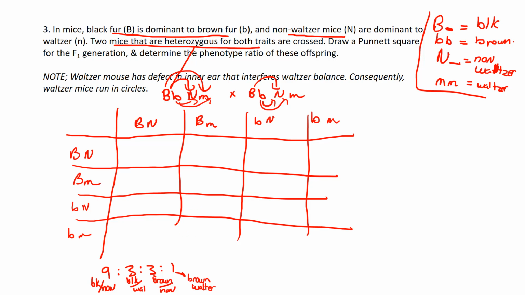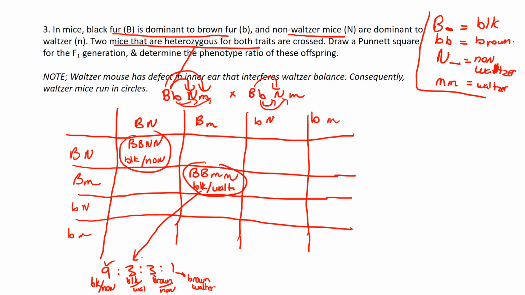Okay? And then again, we'll just do a couple of these, but for time's sake, for these videos, we won't do them all. Capital B, capital B, capital N, capital N. Look at your legend. That's going to be black and non-waltzer. And again, there will be 9 of these when you do them all. A couple other ones we'll do here. Let's try this one. Capital B, little n, little n. That's going to be black and waltzer. So that mouse is going to be going in circles.